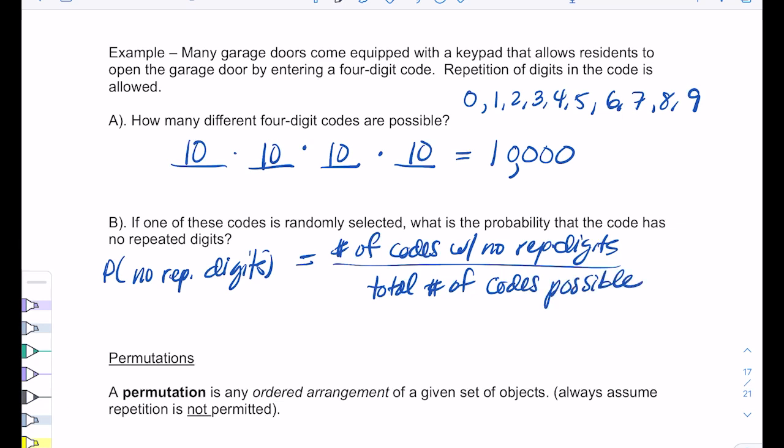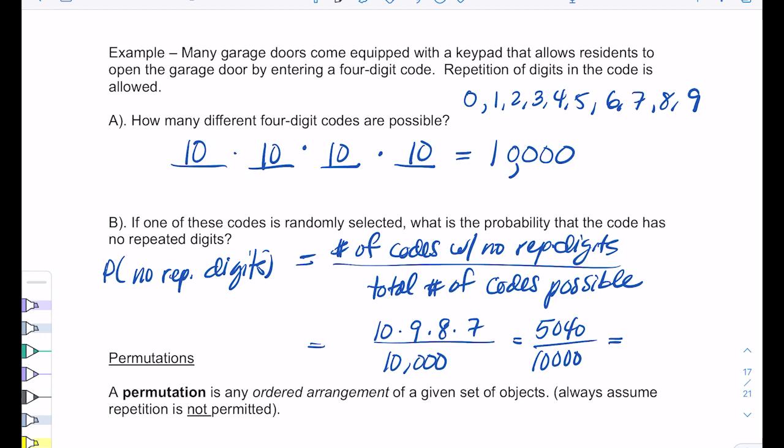Okay, so let's think about this. We know that if you can repeat digits, there's 10,000 possible ways to do that. So that's going to be my denominator. My numerator, on the other hand, is when I can't repeat. So if I can't repeat digits, that means for the 4-digit code, I've got 10 to choose from for the first, and then once I use that digit, I can't repeat it. I've got 9 for the second, 8 for the third, and then 7 for the fourth. If you multiply all those together, the numerator on top gives you 5040, and the denominator is 10,000.